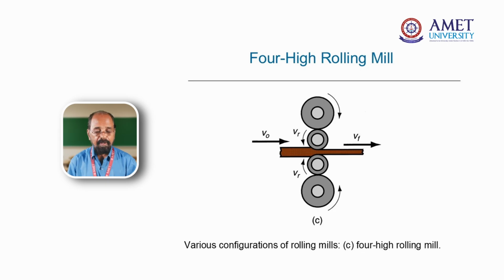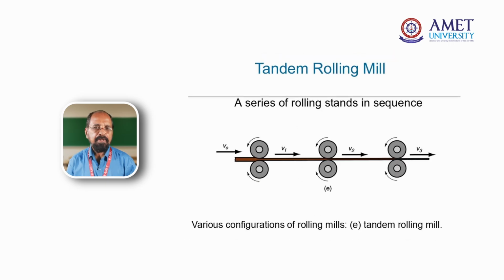This is 4 high mills. Another one is called the tandem mills. Tandem mill is where you insert the material from one side, and subsequent processes take place at different stages. This is pertaining to the rolling process.